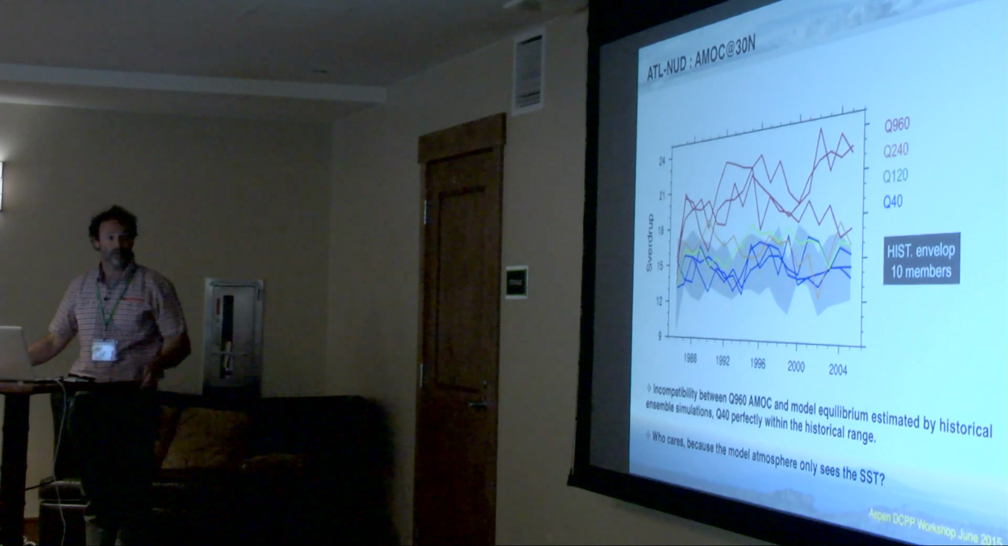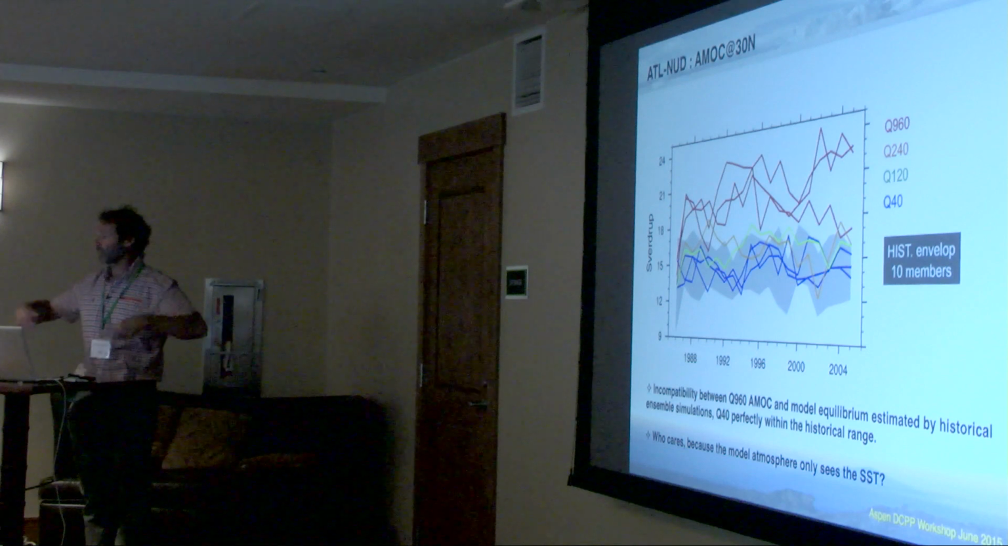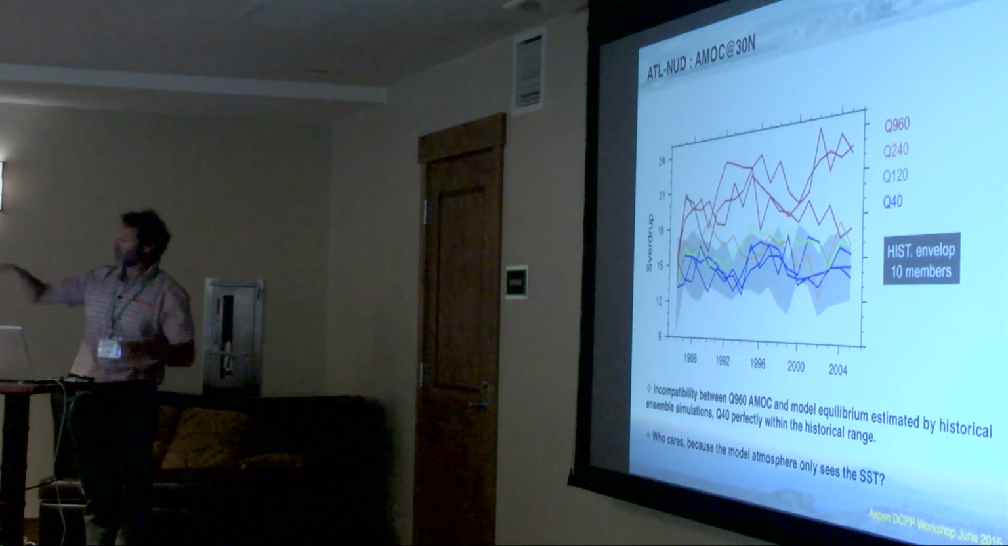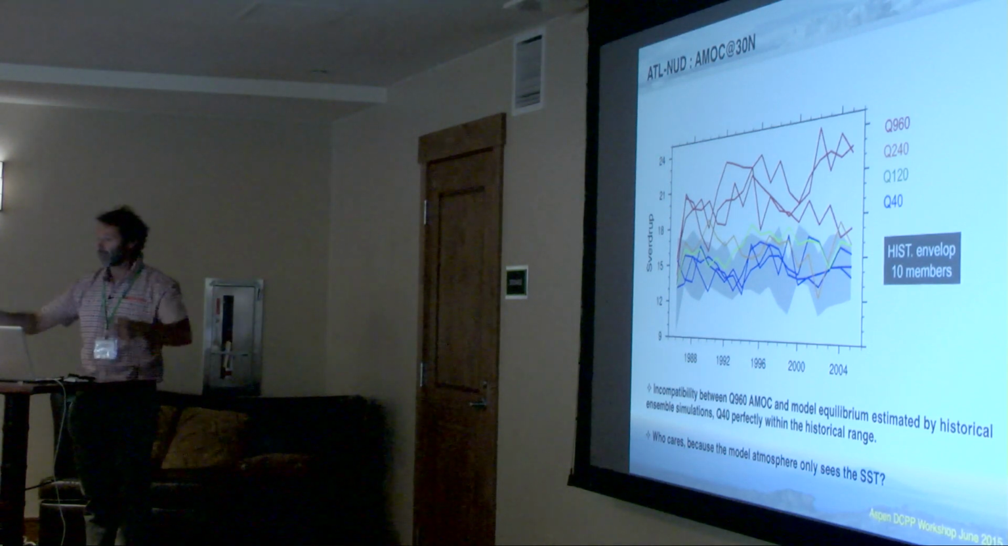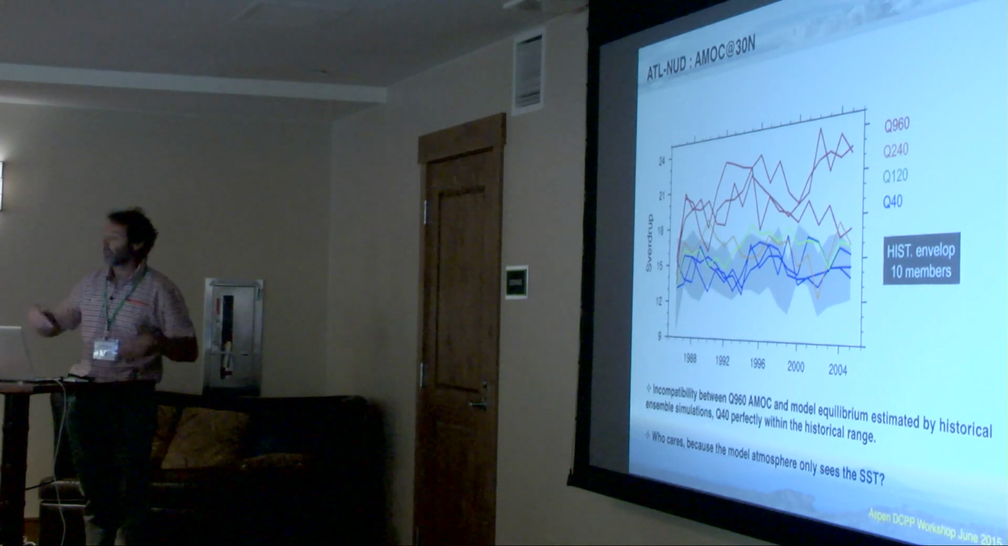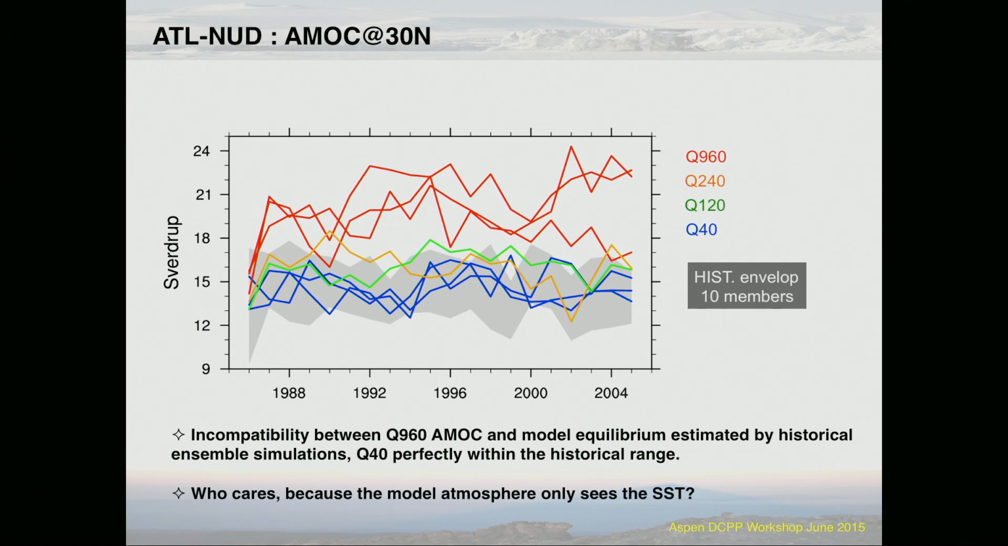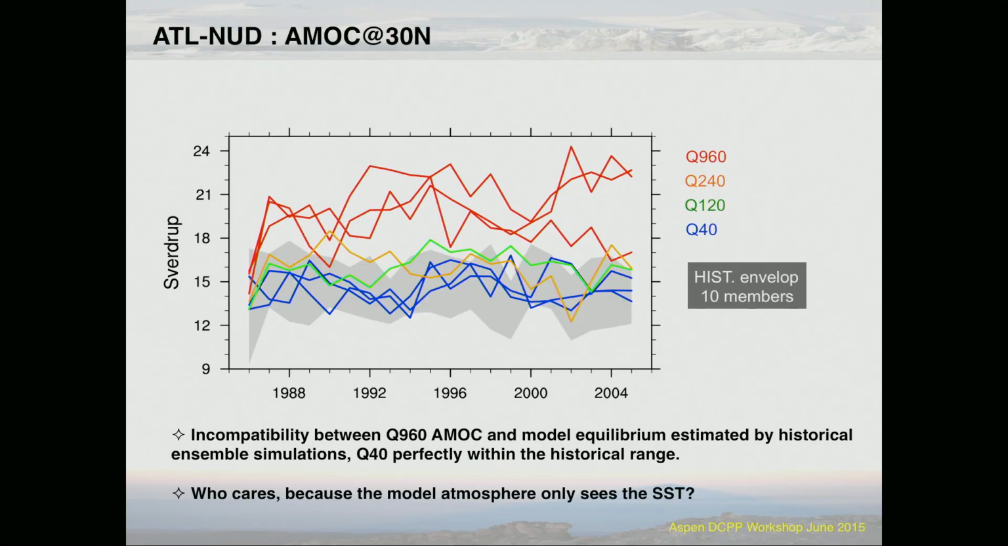Basically, what you do with very strong restoring is you accelerate all the circulation, the horizontal circulation and also the meridional circulation, and you have very strong heat transport going on in the ocean up to the north because of this very strong restoring. And you see a kind of progressive increase of the AMOC in the model with time. So you can say, who cares about that? Because the model atmosphere is going to see only the SST.